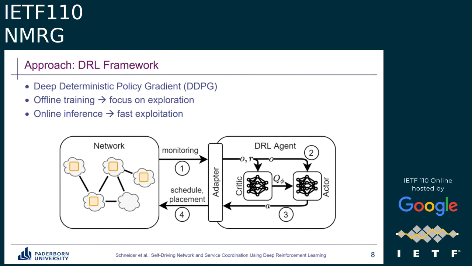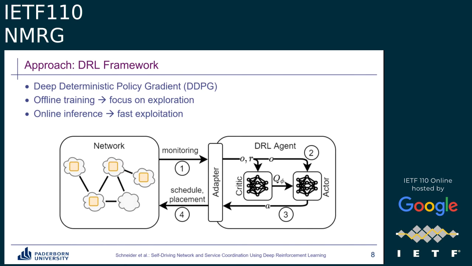Here is again an overview of our RL framework. On the left side, again, we see the network that is monitored in step 1, and the monitoring information is processed by an adapter that retrieves the relevant observations, calculates the reward, and passes that to our deep reinforcement learning agent in step 2. Our DRL agent is built on DDPG, so Deep Deterministic Policy Gradient, which supports such large continuous action spaces, and which is an actor-critic approach. So in step 3, we retrieve the next action from the actor and pass that to the adapter that then applies the new updated schedule and placement to the network. And then this whole cycle repeats, and it repeats a lot of times during training until convergence.